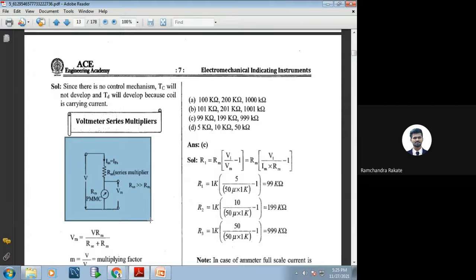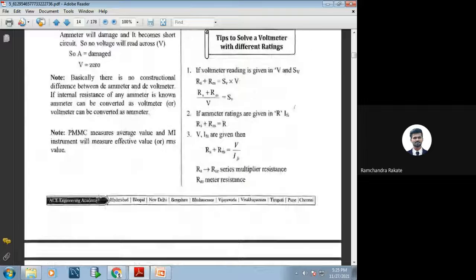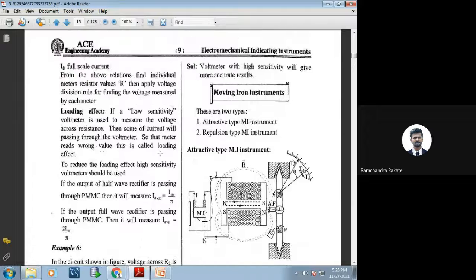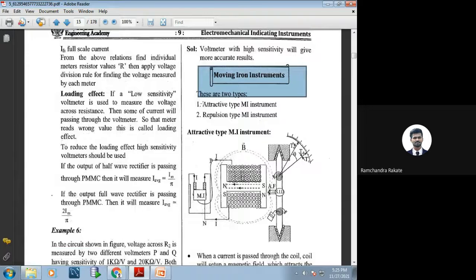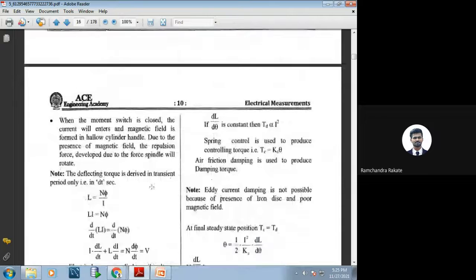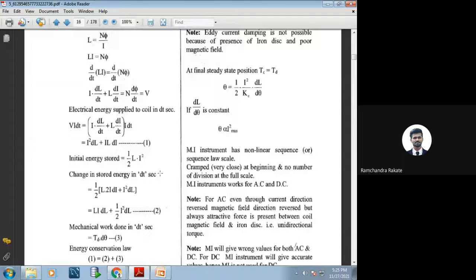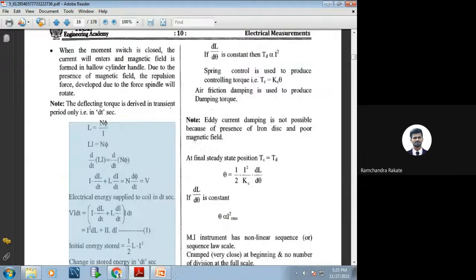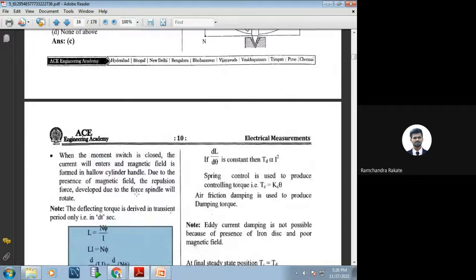Now we are ready to close this session for today, and we'll continue in the next session. In the next session we'll come across the moving iron instrument. Then we'll divide it into attraction and repulsion type instruments, and accordingly we'll move on to solving some numericals. We'll skip the derivation part and directly look at the GATE perspective.